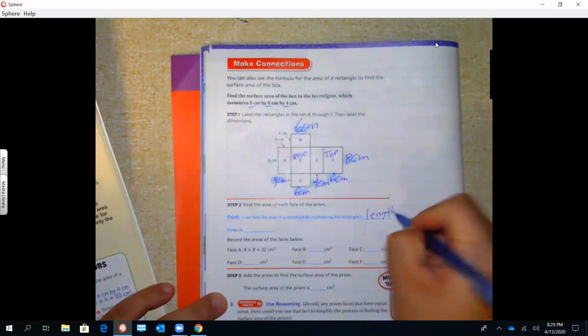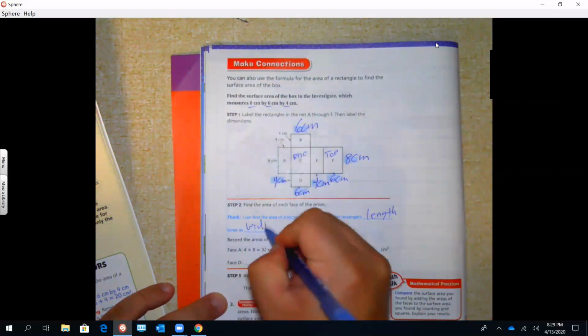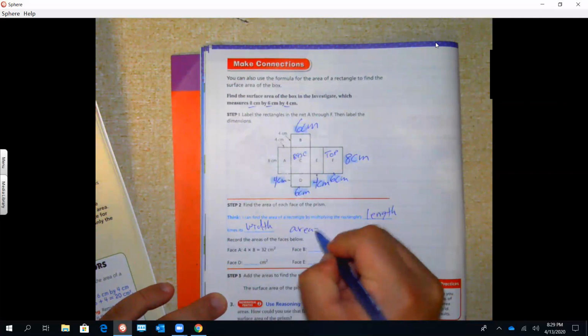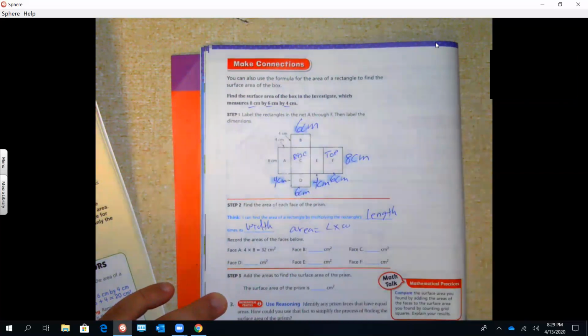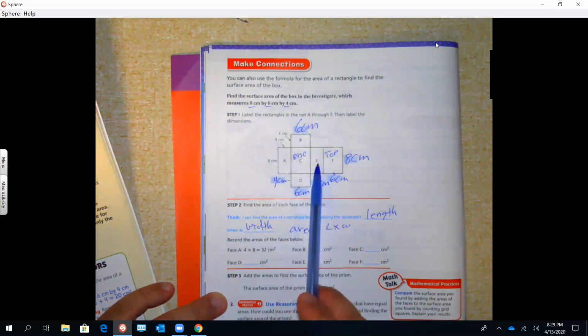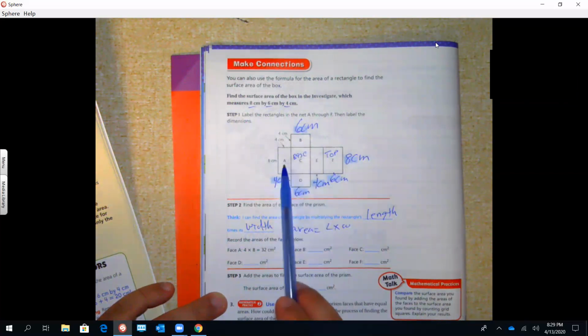So you got to find the area of the face of the prism. Well, you have to find its length and its width. Area, you go length times width. And now we just do what we did earlier. Face A is 4 by 8. Let's look at this face. So this one matches this one. So A and E should be the same.